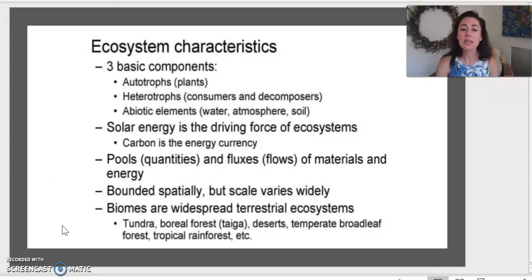Okay, and lastly, biomes are widespread areas, and they're similar to climates. They're not exactly the same, but they're very similar to climates.